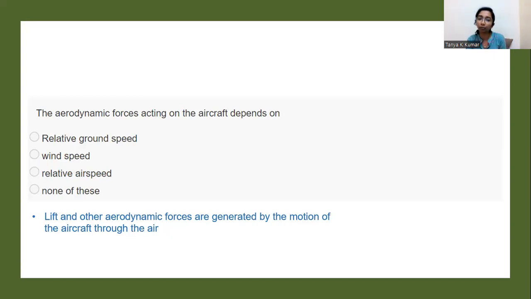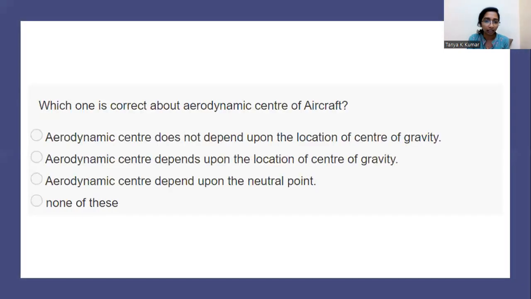This is from the aircraft performance course. The next question deals with the aerodynamic center. Which is correct about the aerodynamic center of an aircraft? Aerodynamic center does not depend on location of center of gravity. It depends on location of center of gravity. It depends on neutral point, or none of these.